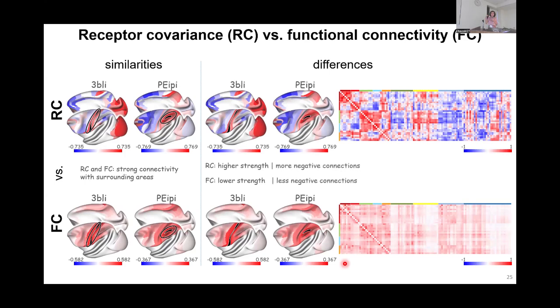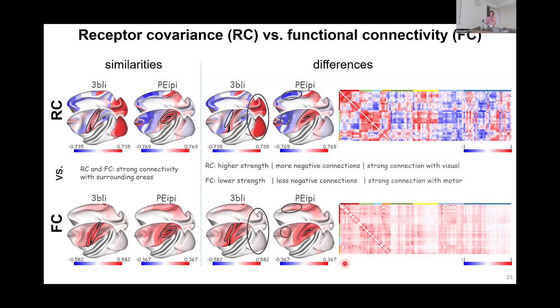For the receptor covariance, we find more negative correlations than negative connections in functional connectivity, which might be indicating differences between the areas that are really directly connected, so the structural connectivity, and the polysynaptic connectivity, which is revealed by the functional connectivity methods, okay?